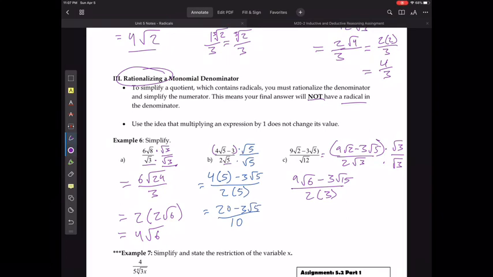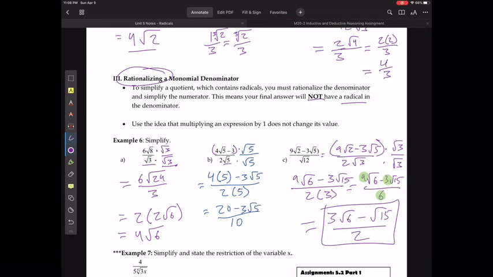And I can see that all three parts, even before I multiply out the bottom, I can multiply it out if I want, if it makes it easier for you. 9 root 6 minus 3 root 15 over 6. I have a common factor of 3. So I'm going to divide all three parts by 3 to simplify it. And I'm going to say that I have 3 root 6 minus root 15 over 2. And there's my final answer.